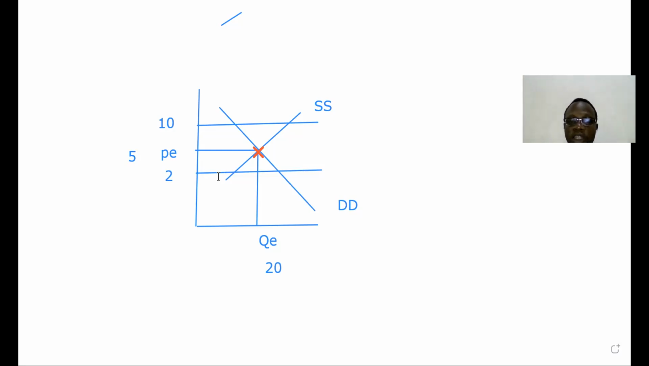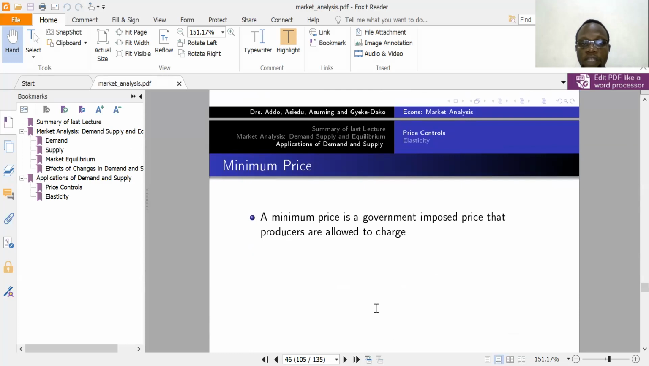Okay, you cannot charge any price above the ceiling. So this becomes the maximum price or maximum rent you can charge. You cannot go beyond the maximum of 2 to go and charge 5, and that is why we are calling it the maximum price in the economy. Okay, so that is the explanation when it comes to equilibrium price in the market. So that is price control.